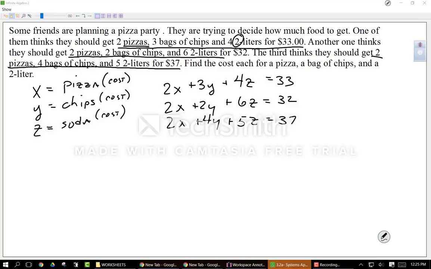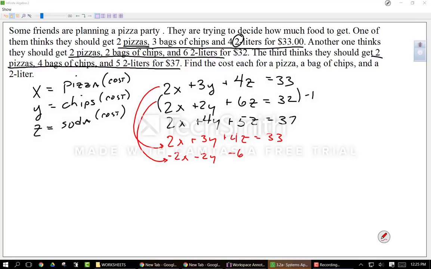I need to eliminate some variables. So what I'm going to do is multiply the second one by a -1. That causes the x's to cancel with the top one and then the bottom one also as well. So let's rewrite the first one. I'll use a different color here. So the first one is 2x plus 3y plus 4z equals 33. And then I'm going to rewrite the second one underneath after I multiply by a -1. Negative 2x minus 2y minus 6z equals negative 32.